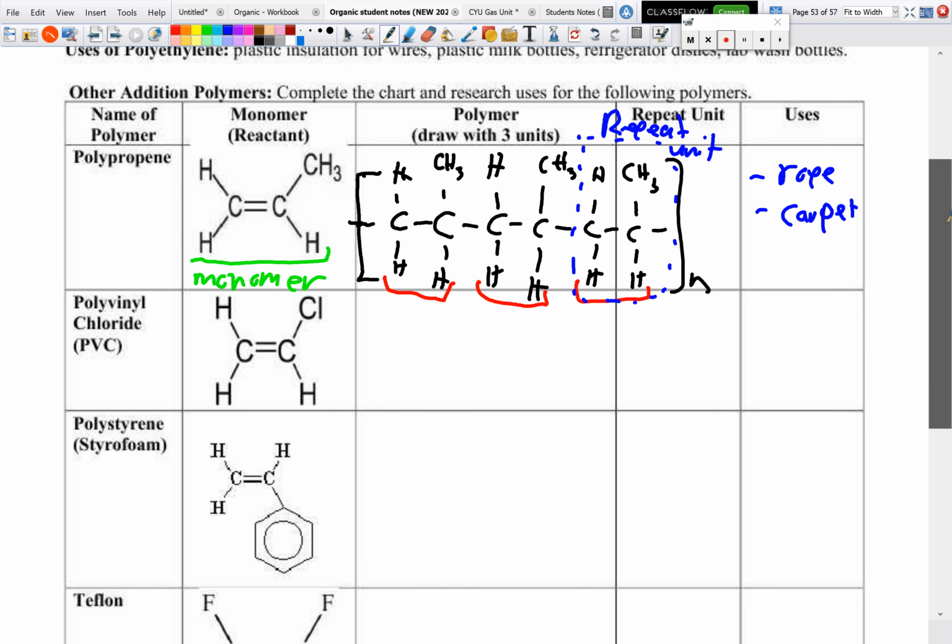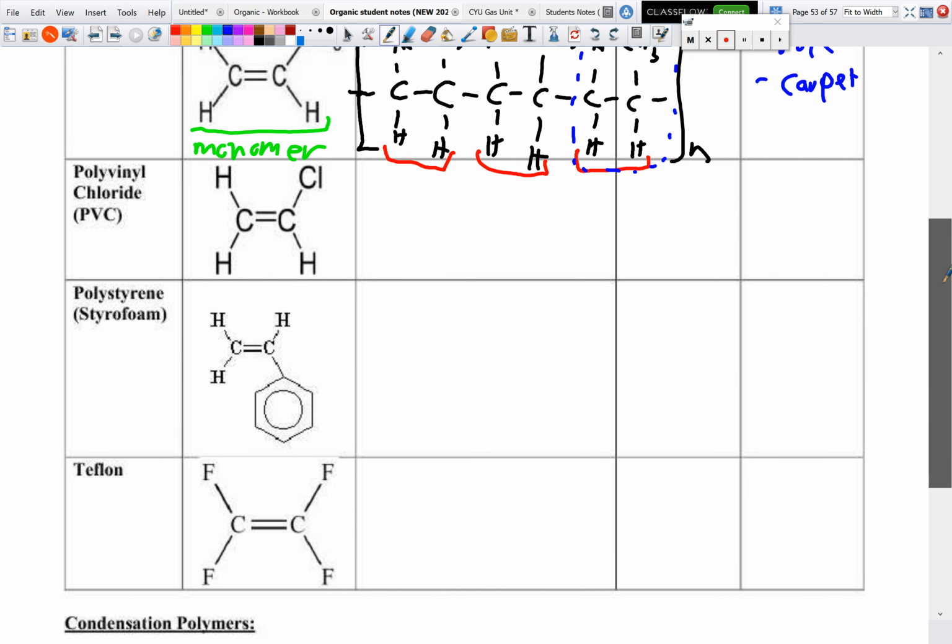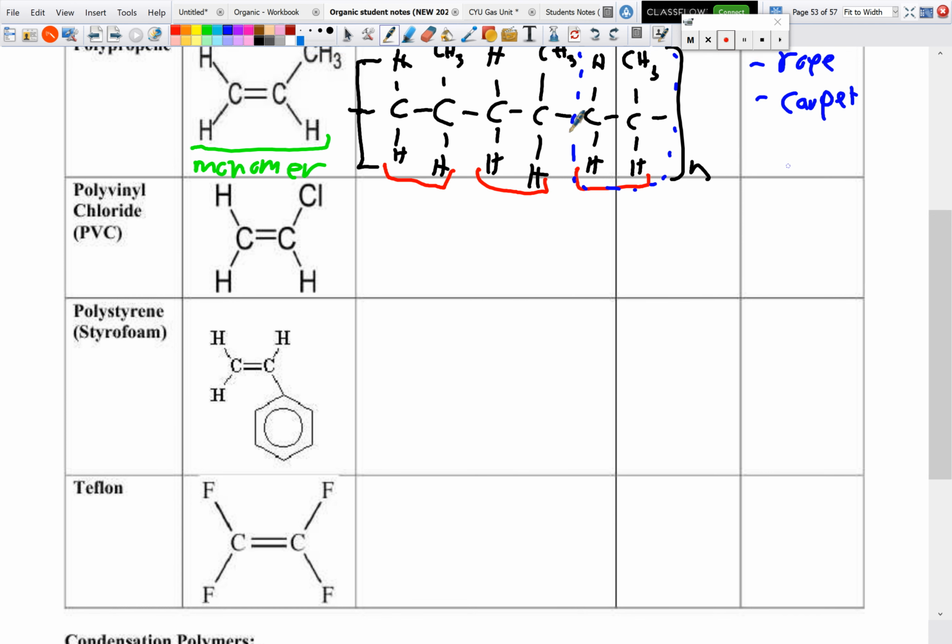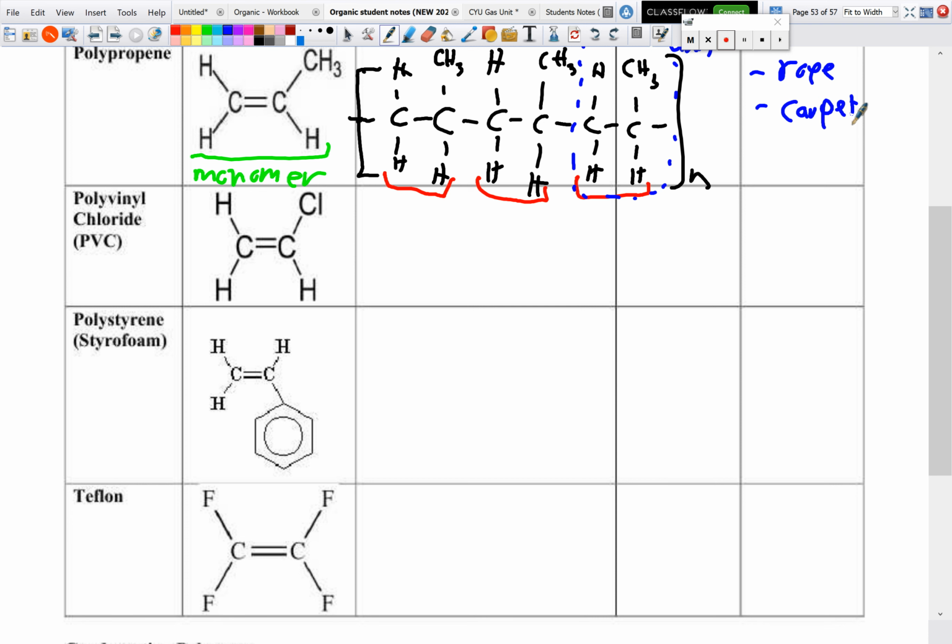So I will fill in the uses there for you, but for PVC, styrofoam, and Teflon, I'd like you to try to get the 3 repeating units for the other ones there as well. All right, so pause the video, try them out, and the answer is going to go up in 3 seconds.